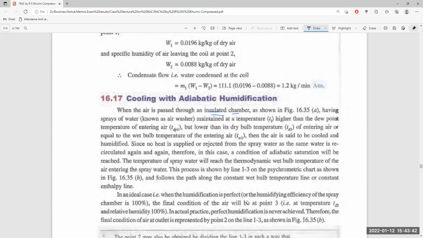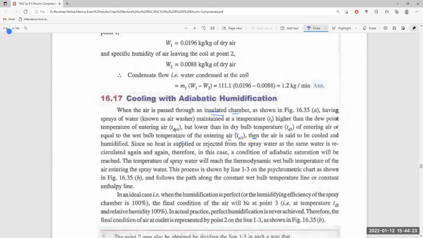If the spray water is at a temperature equal to the wet bulb temperature of the entering air, then the air is said to be cooled and humidified, since no heat is supplied or rejected from the spray water, as the same water is recycled again and again.